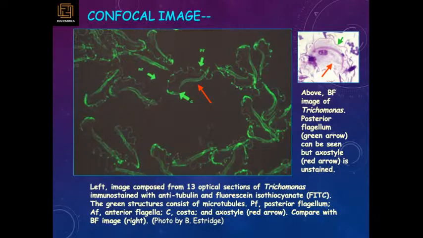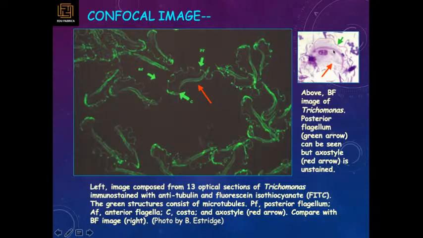So the left image is showing you optical sections of Trichomonas immunostained with anti-tubulin and fluorescent antibody, which we use mostly, quite common in the lab. The green structure consists of microtubules here. So here we have PF, the posterior flagellum, AF, the anterior flagellum, C, the costa, and the axostyle, which is the red arrow.